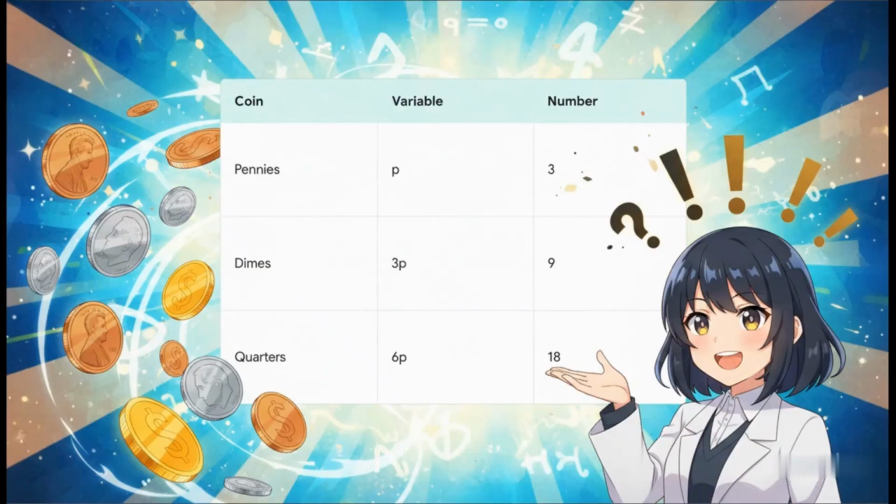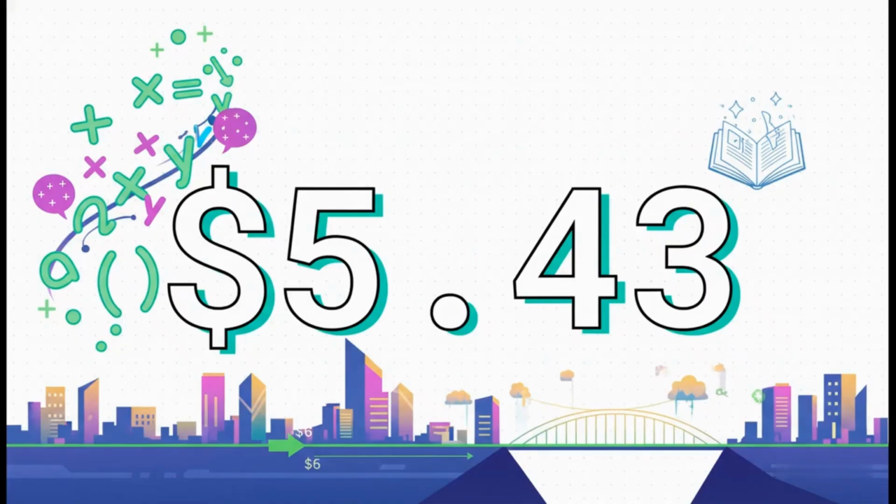And once we know that p equals 3, the rest is like dominoes. Everything just falls right into place. That means we have 3 pennies, which means we have 9 dimes, which means we have 18 quarters. And just like that, the mystery is solved. Well, let's just double check. What's the total value? Well, 3 cents from the pennies, 90 cents from the dimes, and $4.50 from the quarters. Add it all up, and you get $5.43. And what do you know? That is perfectly between our $5 and $6 range. A perfect solution, all because we could speak the language of algebra.